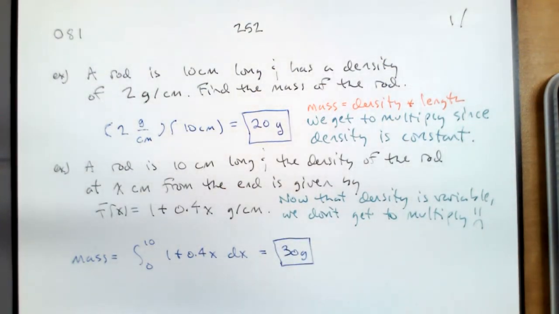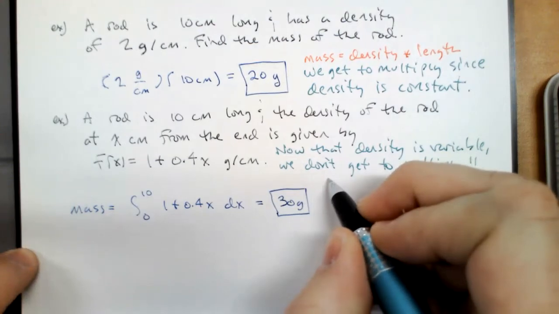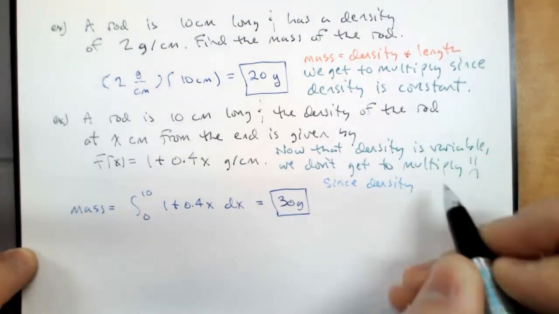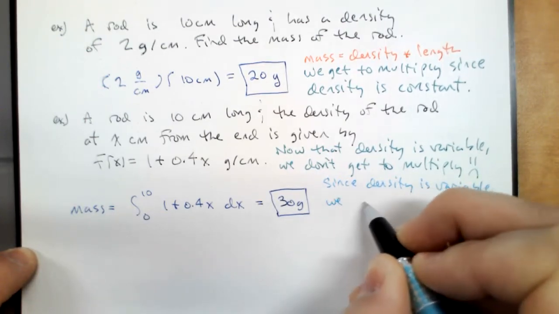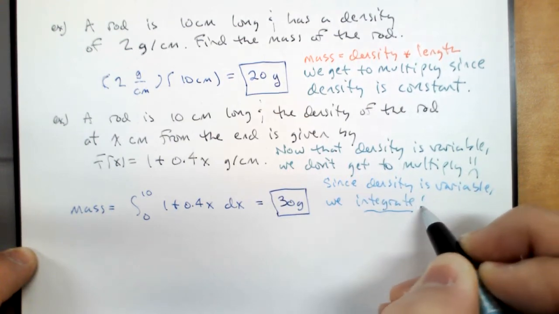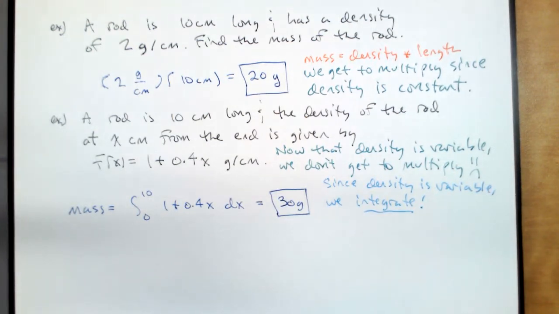Since density is variable, we integrate. We get to multiply if the density is constant, but since the density is variable, we have to integrate. In this case, we specifically integrate the density over the length.